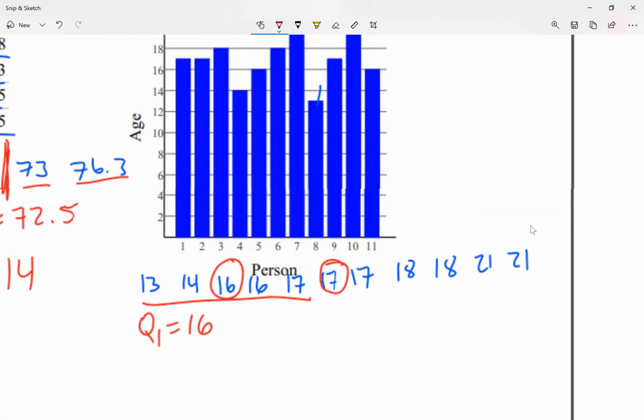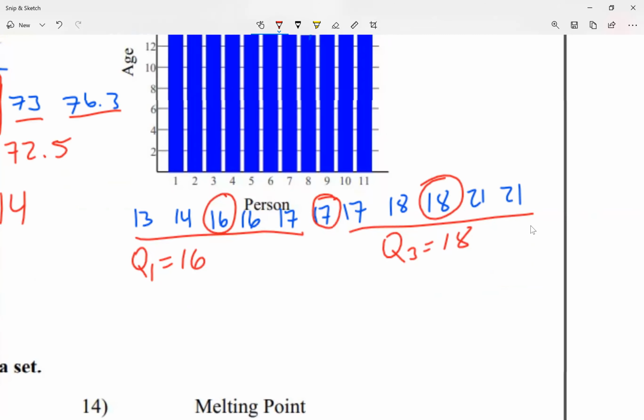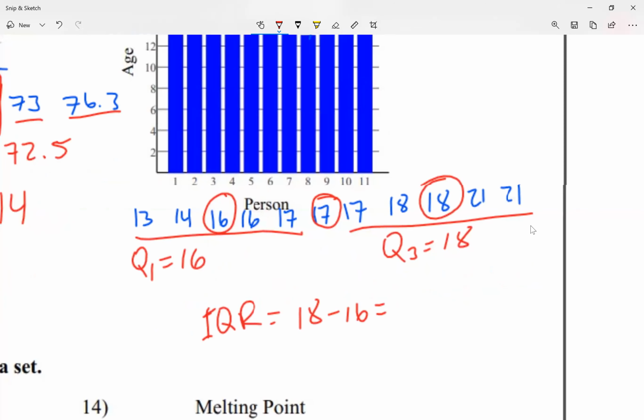On my upper half, find the median. I'm gonna say my upper quartile is 18. Now my interquartile range is 18 minus 16, because I go upper quartile minus the lower quartile. So my interquartile range happens to be 2.